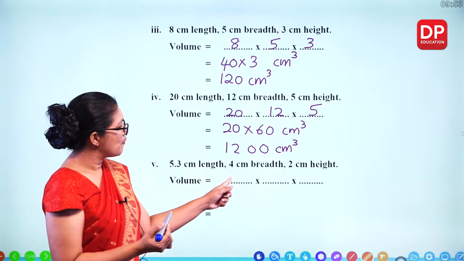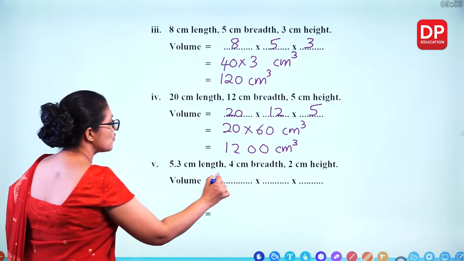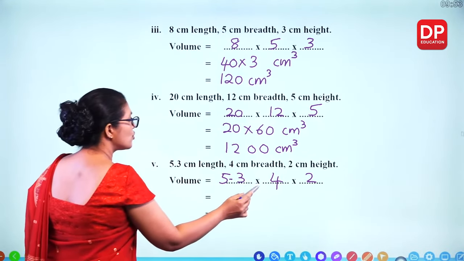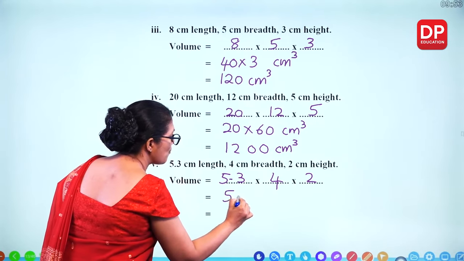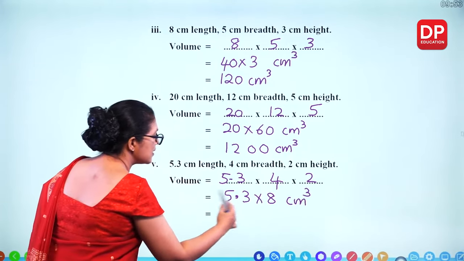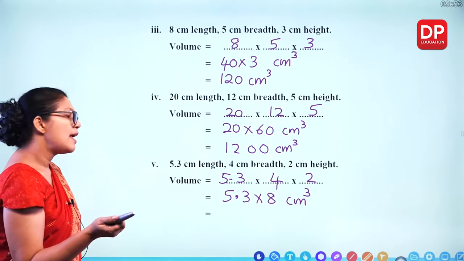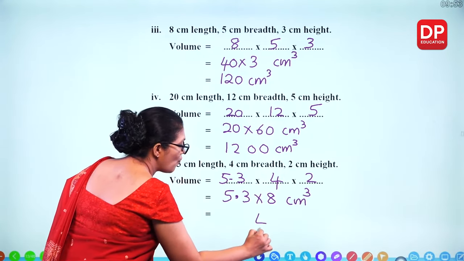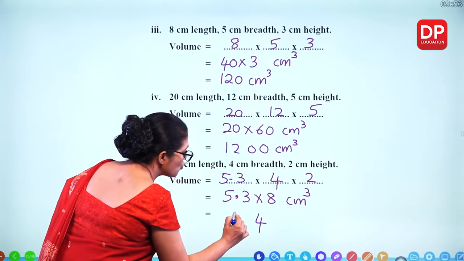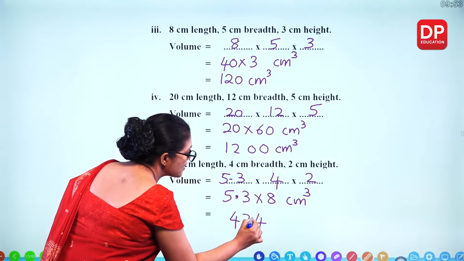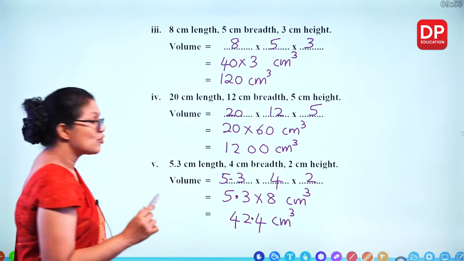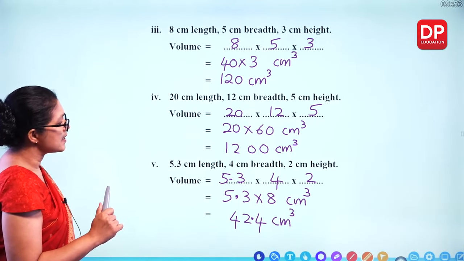5.3 length, breadth 4, 2 is the height. So 5.3, 4 and 2. So 4 times 2, 8. So 5.3 times 8 cubic centimeters. So what we can do? Ignore the decimal and multiply. 8 times 3, 24. 2 remaining. 8 times 5, 40. 40 plus 2, 42. And put a decimal point. So you get 42.4 cubic centimeters.